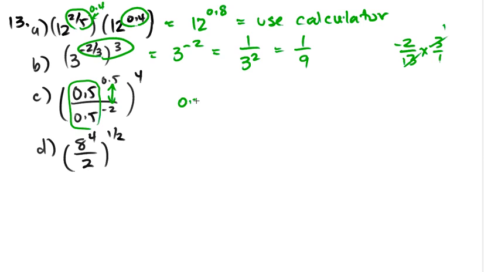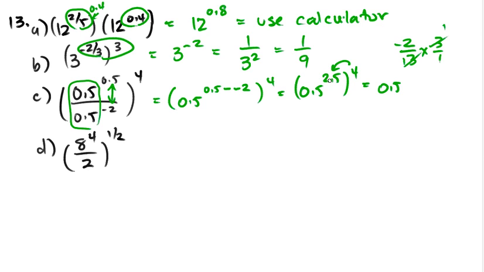You get 0.5 to the 0.5 minus negative 2, all to the fourth. 0.5 minus negative 2 is plus 2, so you get 0.5 to the 2.5 to the fourth. Multiplying these together gives you 0.5, and 2.5 to the fourth gives you to the power of 10. 0.5 is the same as 1/2, all to the power of 10. 1/2 to the 10 is 1 to the 10th over 2 to the 10th.